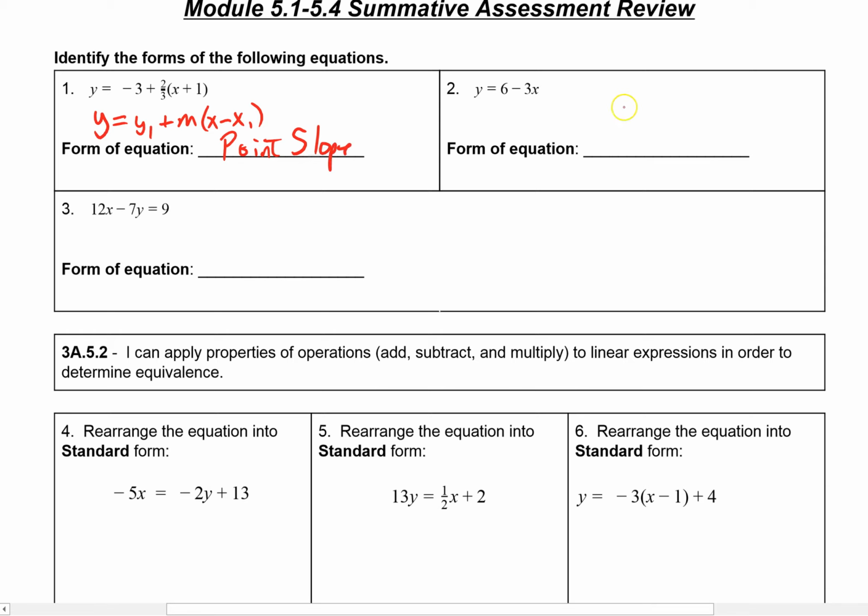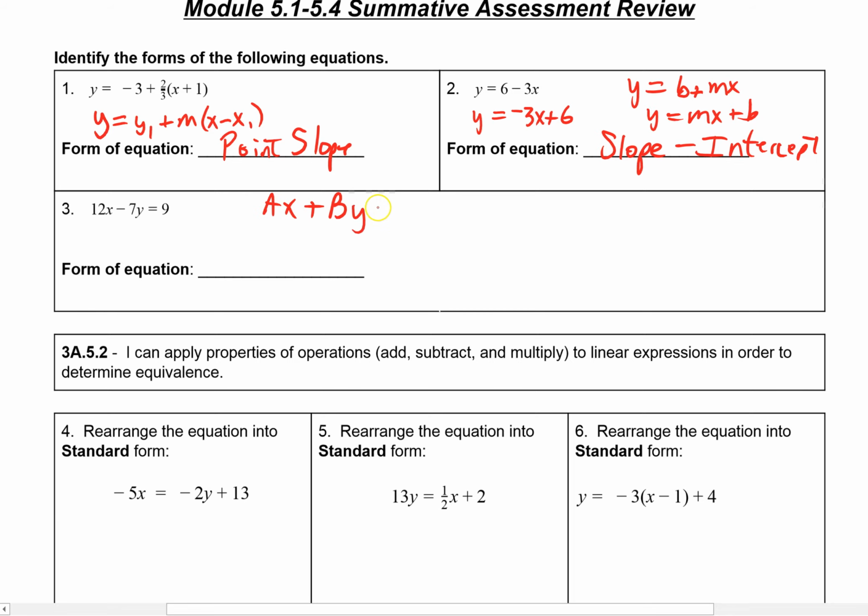As we take a look at, say, number 2, we could also write this as negative 3x plus 6, but at the end of the day, that's either y equals b plus mx or y equals mx plus b. This is slope-intercept form. And then finally, if you have ax plus by, and of course b could be a positive or a negative number. Here you see a 12x minus 7y.